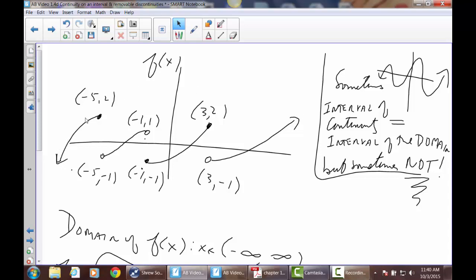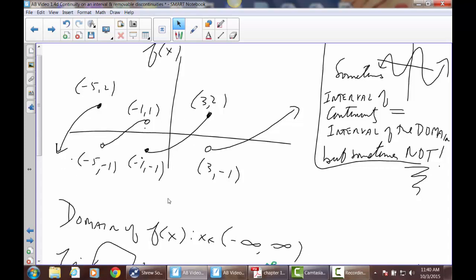However, in this particular case, the domain is all real numbers. There are all the numbers to the left of negative 5. We do have a point that's called negative 5 something, everything between negative 5 and negative 1. We do have a point, etc. So the domain is actually all real numbers. However, as you can tell, there are 3 breaks in this graph. Obviously, it's not continuous on all real numbers.